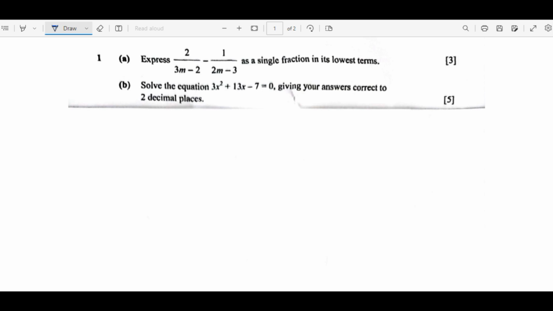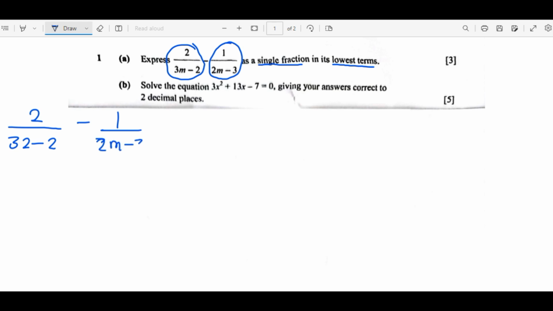So this question is always there in paper 2. Now, how can we combine the two fractions? This is our first fraction, and this is our second fraction. We want to combine the two fractions by forming a single fraction, and we are supposed to leave it in its lowest terms. So I begin by writing the first fraction, which is 2 over 3m minus 2, minus 1 divided by 2m minus 3.